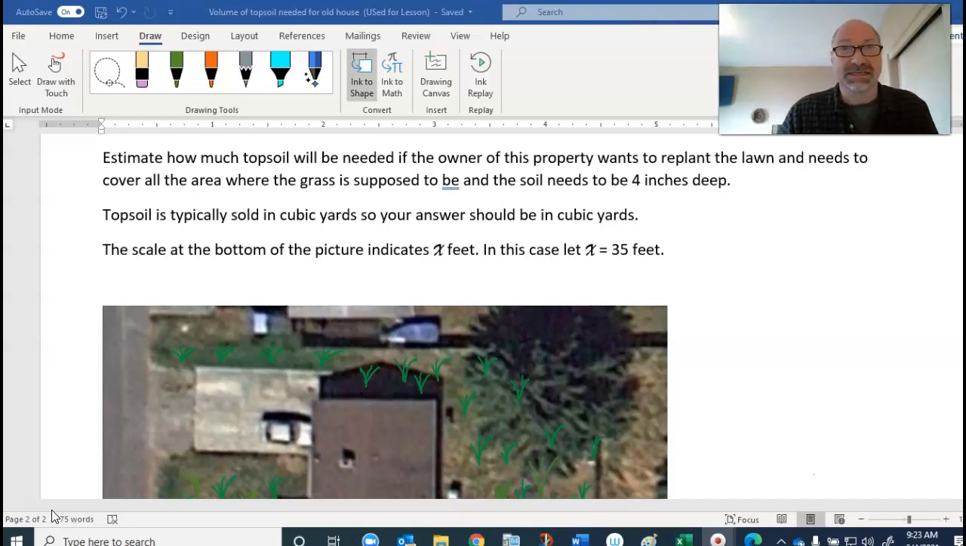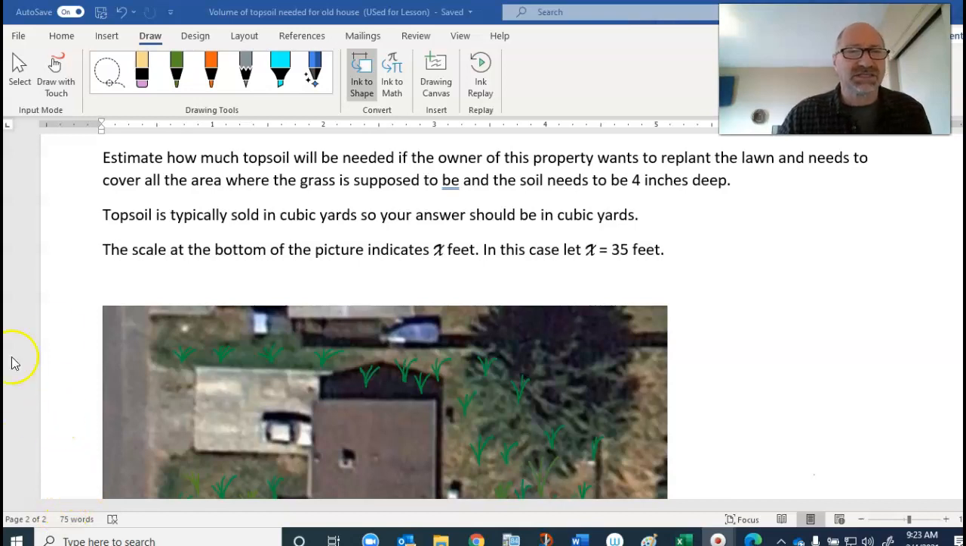You've seen a calculation of how much soil might be needed for a garden. We've done a calculation on how much gravel would be needed for a driveway. And this one gets a little more complicated because it's in a lawn which has an odd shape.